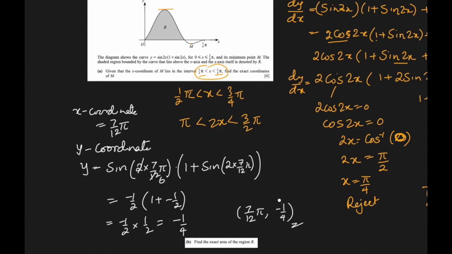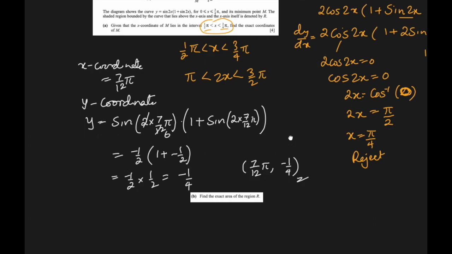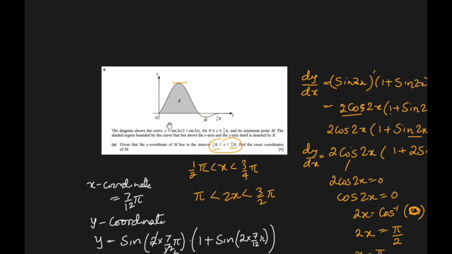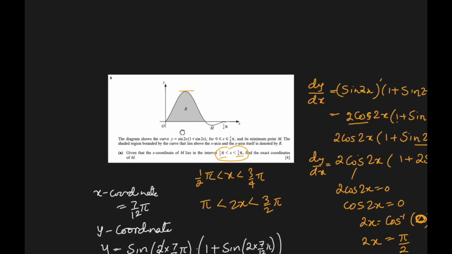That's the answer. Now, the second part says to find the exact area of the region R. And the region R is this. To find the area under any curve, we integrate, and that's what I'm going to do now. So I'll integrate from 0 to this point. I'm not sure where this point is, so let me find that point here.